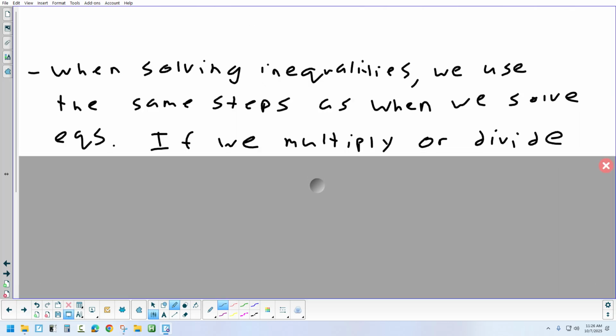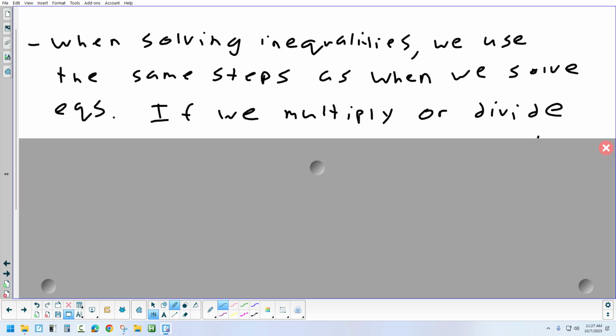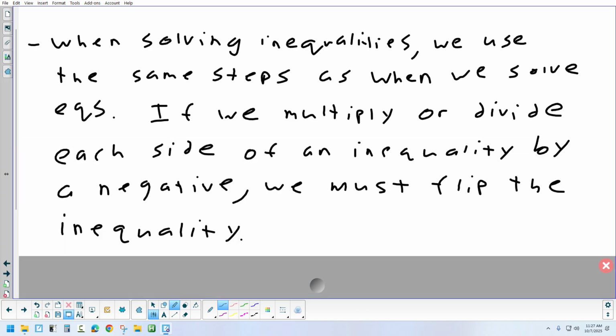Okay, so when we are solving an inequality, it's exactly the same as when we solve an equation, except for one thing. If we multiply or divide by a certain kind of number, we have to remember to do something. Does anybody know if we multiply or divide by a what? A negative. What do we have to do? We flip the inequality sign. So if you only multiply or divide, not add, not subtract, nothing like that, if you multiply or divide by a negative, flip the inequality.